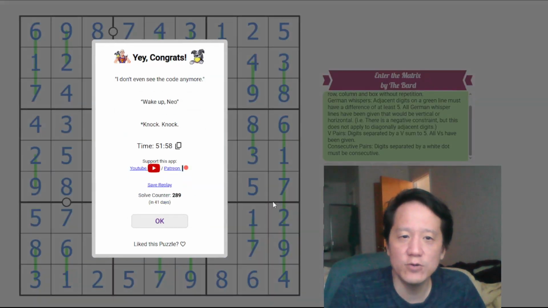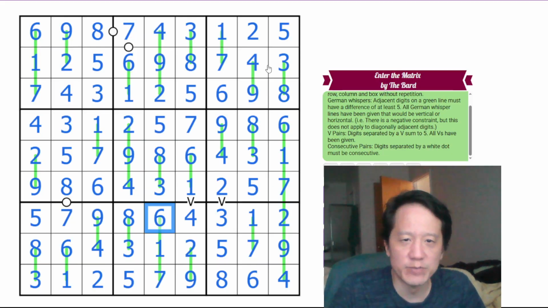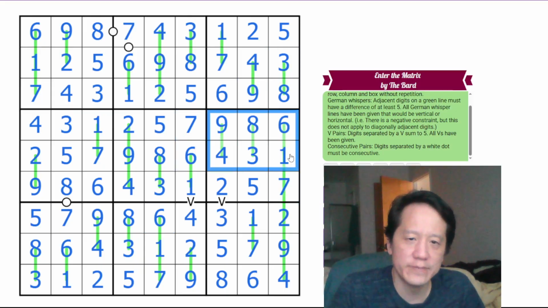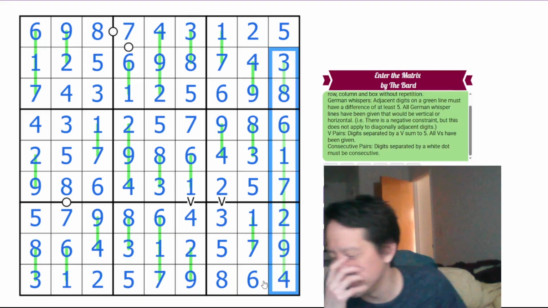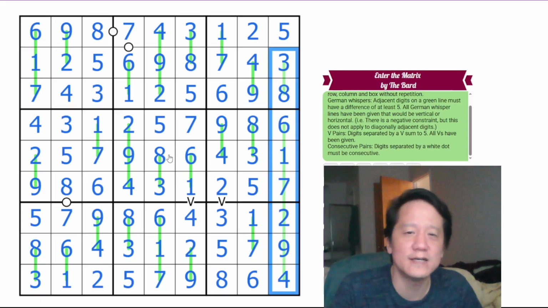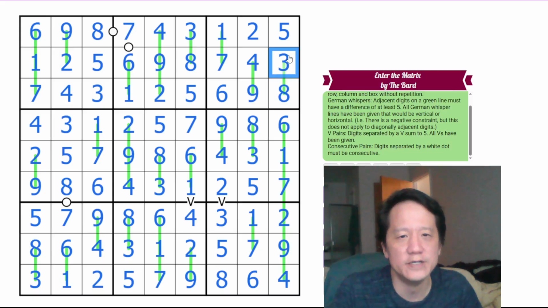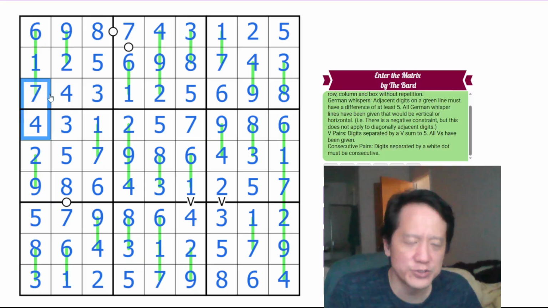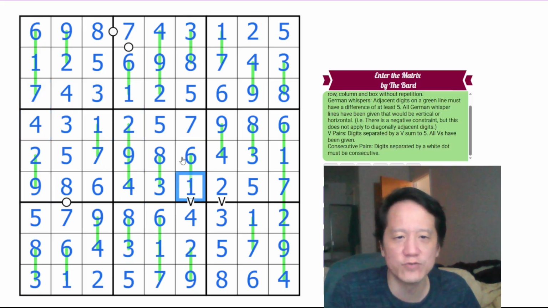I don't even see the code anymore. Wake up, Neo. Knock, knock. That was pretty bad for me. Pretty interesting rule set, actually. If you don't make the same mistakes that I did, I think it would be rather, well, it would be easier. Would it be considered easy? I'm not completely sure. But I did not do well in this foray through the Matrix. I was not Neo, definitely. Very interesting rule set, actually. The negative constraints were very interesting.